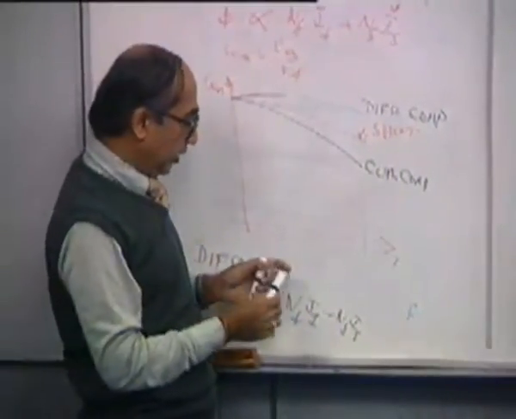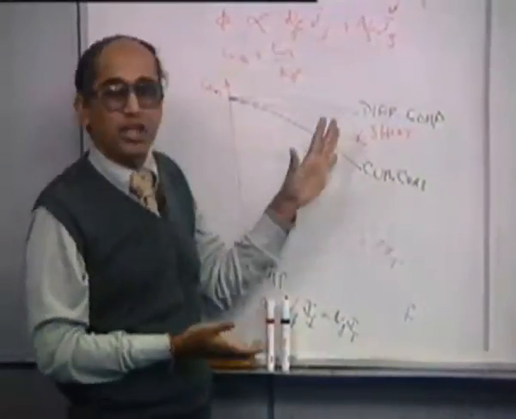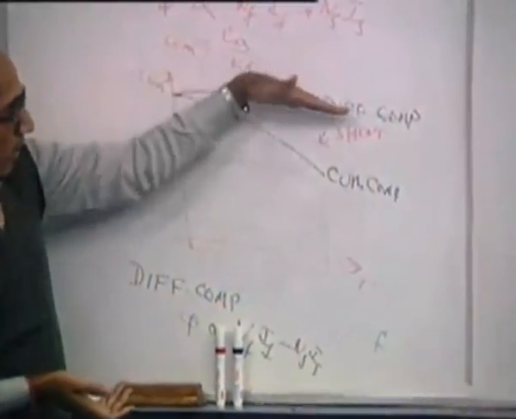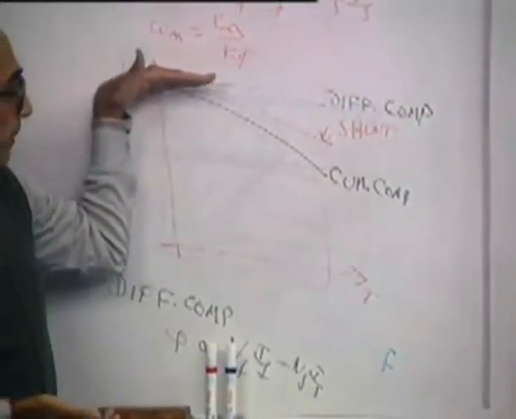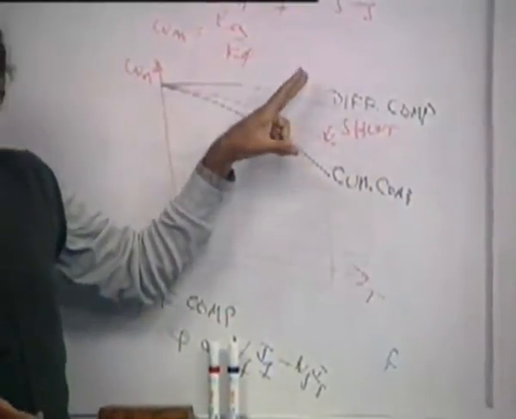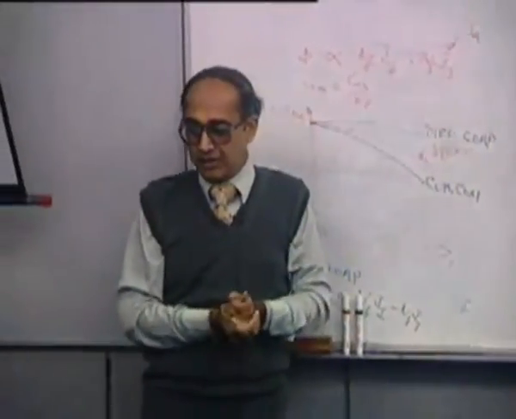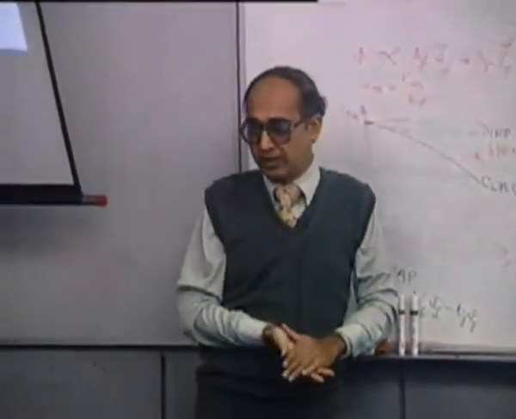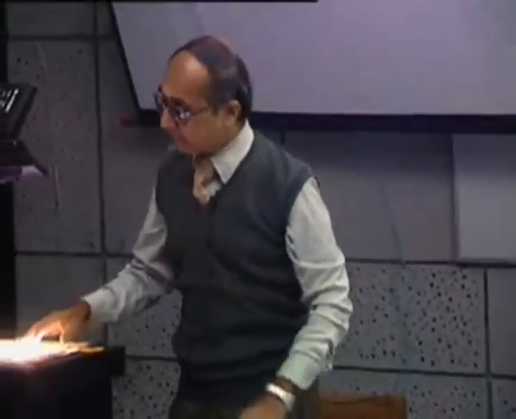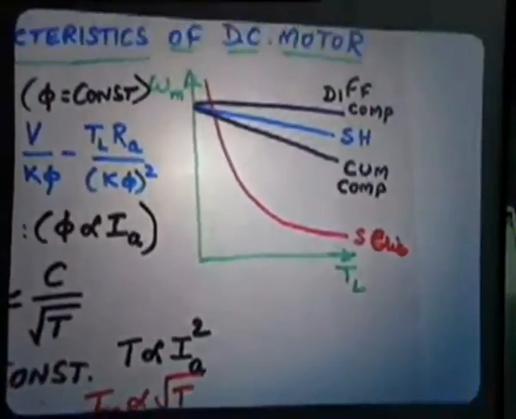So one can try to have compound machines according to the requirements, differential or cumulative, depending on the type of requirement. So you can more or less get a flat characteristic of speed. Speed may not change at all with load if you do a proper differential compounding, so that it continuously takes care of the drop in speed with torque. So these are the characteristics which have been summarized in this curve.